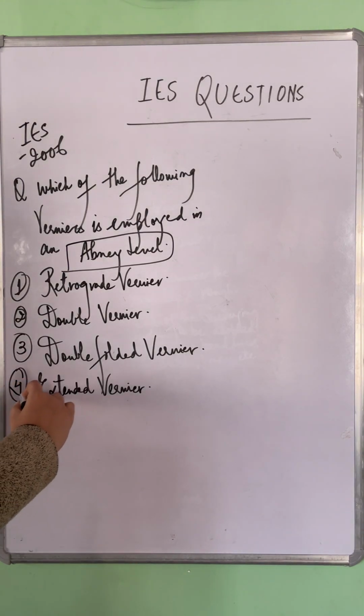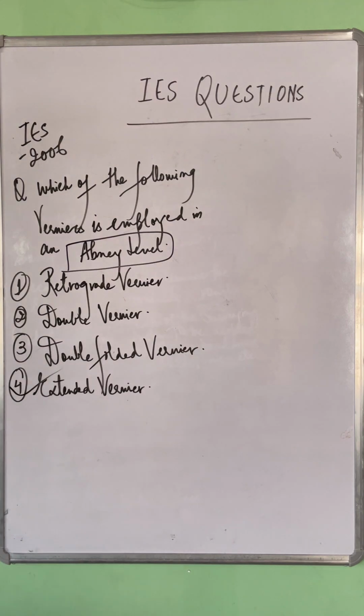The answer is extended vernier. We use extended verniers in an Abney level and we know extended vernier is used when the division of main scale is small and it becomes difficult to judge the exact graduation where coincidence occurs if the vernier of normal length is used. Hence, in an extended vernier, the vernier graduations are made larger than those of the vernier of normal length, right?